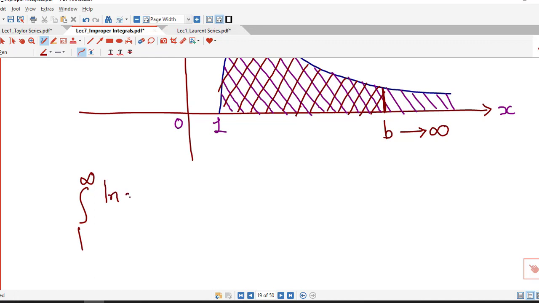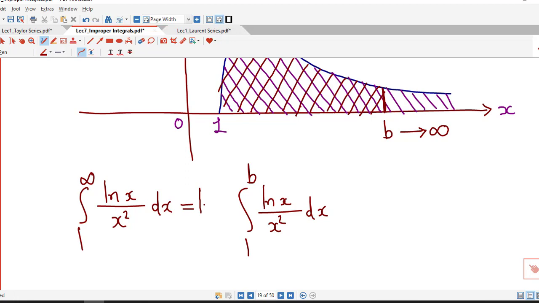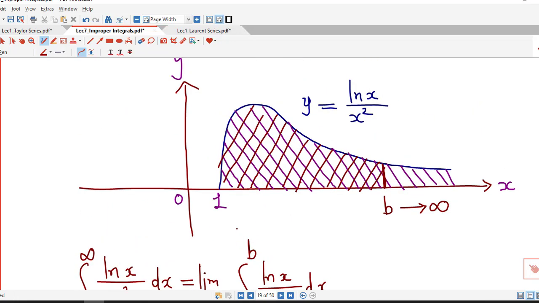Our integral is 1 to infinity log x by x square dx. So first we consider the area from 1 to b. So here, integral from 1 to b log x over x square dx, and then we have to consider the limit as b tends to infinity.